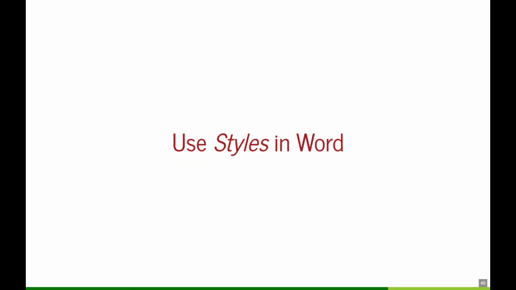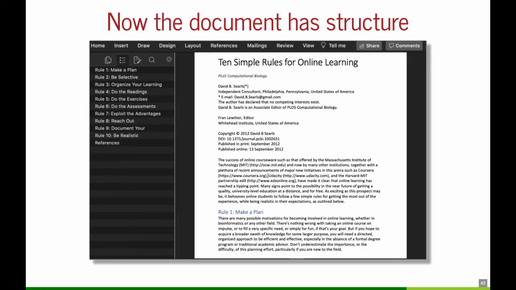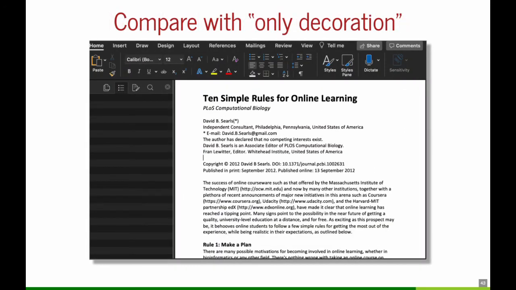So this operation, marking the style in Word, gives us this tool. We marked every structural element with the corresponding style. And the point is, now we have structure. We can observe what are the sections of the document because they are marked as sections. If we only have decoration, we will have something that may look similar but without the structure.